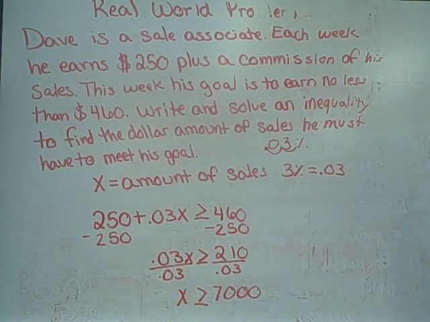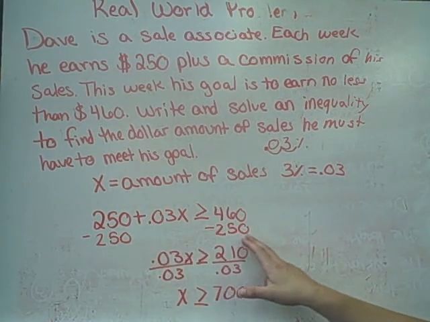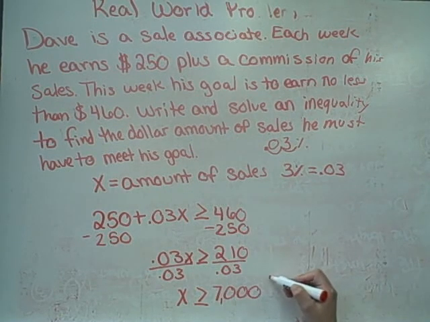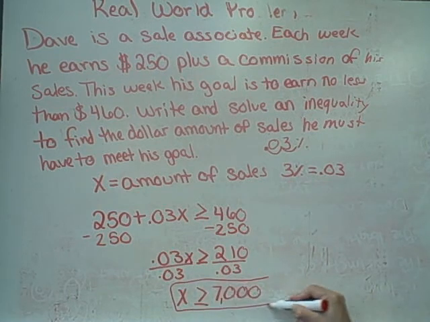Okay. So to solve, I'm going to subtract 250. I would get 0.03x is greater than or equal to 210. Divide by 0.03. He has to sell at least $7,000 worth of merchandise in order to earn what he wants to earn for the week.